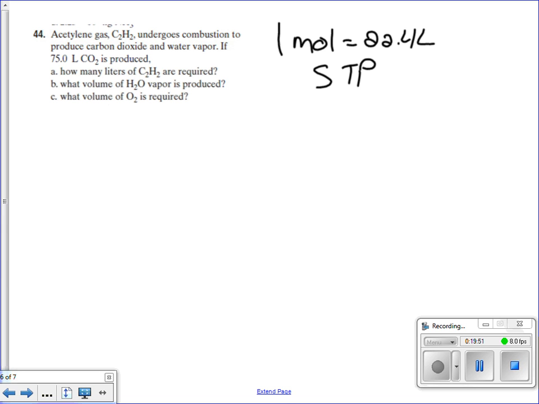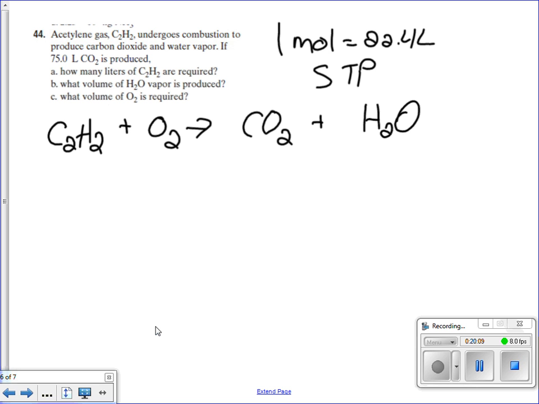So again, the first thing we have to have is a balanced chemical equation. So acetylene, it undergoes combustion. So anytime we have a combustion reaction, it's a carbon compound plus oxygen gas, and always produces carbon dioxide and water. So then we have to balance it. Let's see, we need a 2 there, a 2, and a 5.